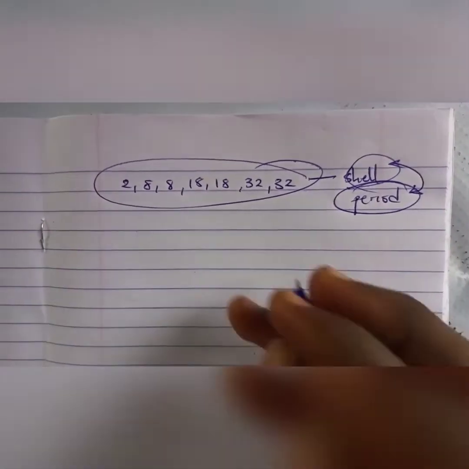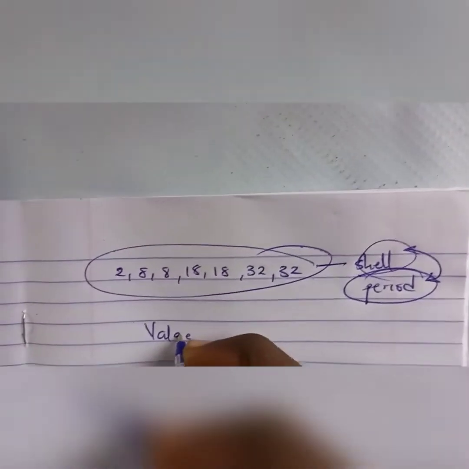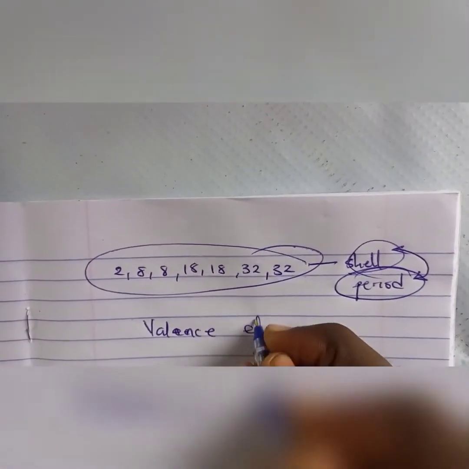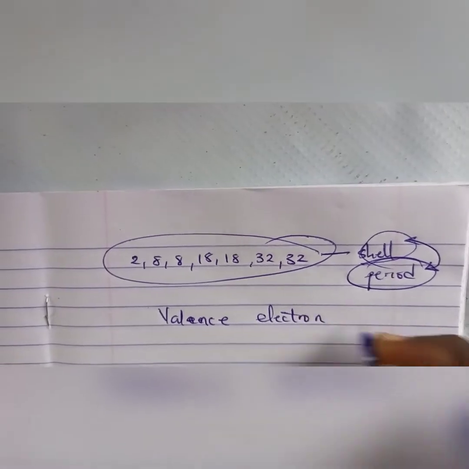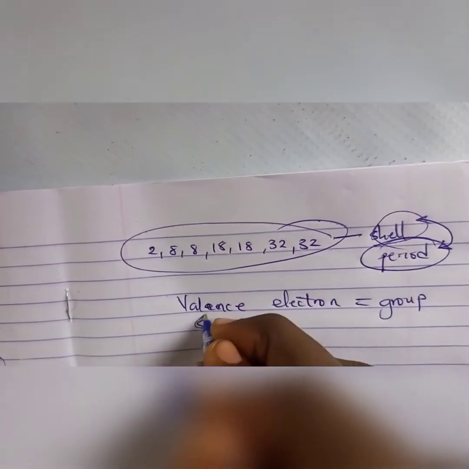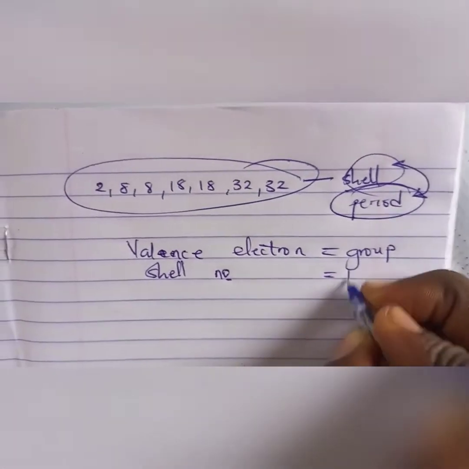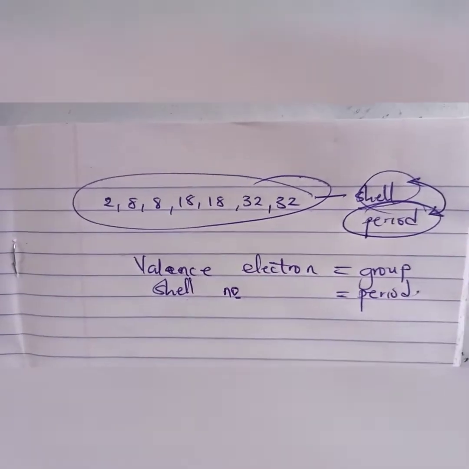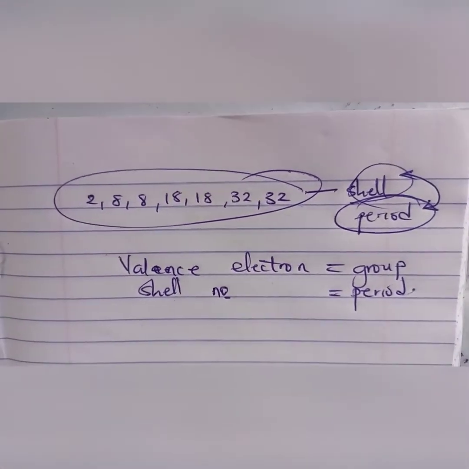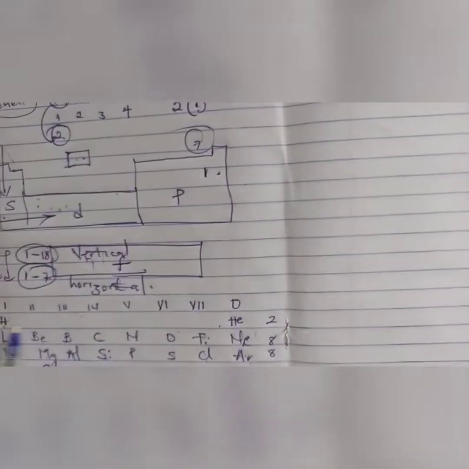Now, whenever you hear valence electron, your mind should go to the group. And whenever you hear shell number or number of shells, your mind should go to the period. For example, if you look at hydrogen is 1, helium is 2.